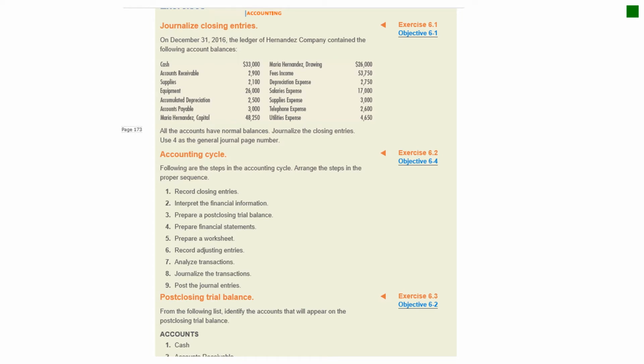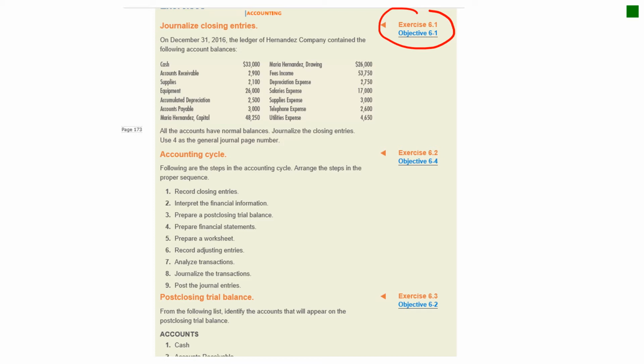Okay, so here's going to be an illustration on how you can do your closing entries. And if you can follow this as exercise 6.1, you can do all of them. So the idea here is we want to close out our temporary accounts. And remember, the temporary accounts are revenues, expenses, and the drawing. So think of anything on the income statement and the drawing account.